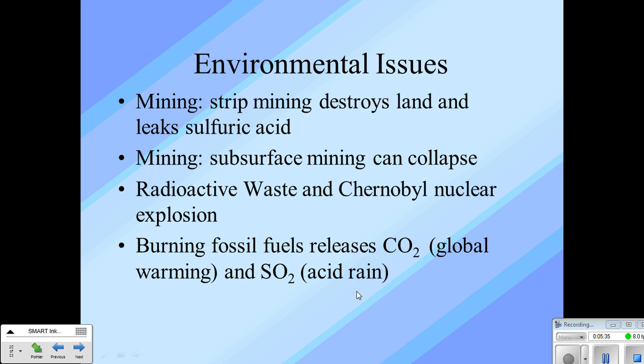And then radioactive waste and the Chernobyl nuclear explosion happened, I believe it was 1980, and it was in the 80s. And then burning fossil fuels releases carbon dioxide, which creates global warming. And then sulfur dioxide, which creates acid rain.